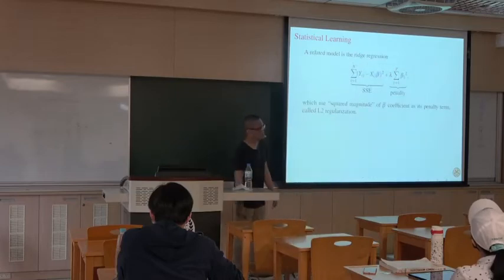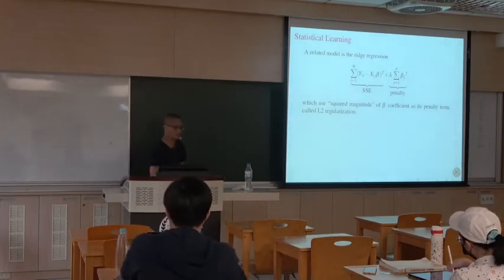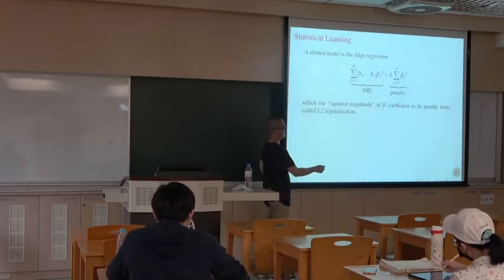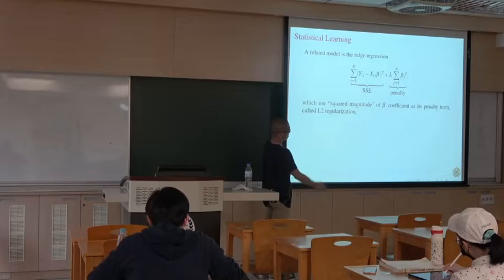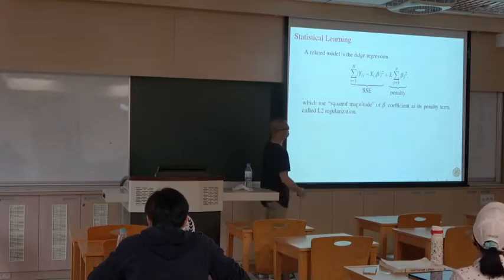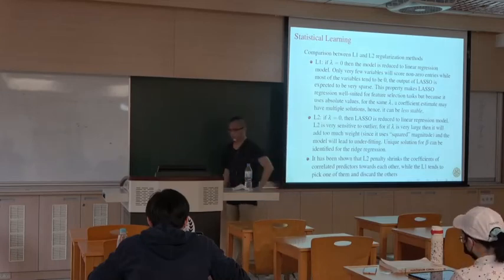But here, there's another related model for ridge regression. It uses the square magnitude of beta as its penalty term, which is the specification for the penalty term. This is what we call L2 regularization. As you probably know, what's the consequence of that?